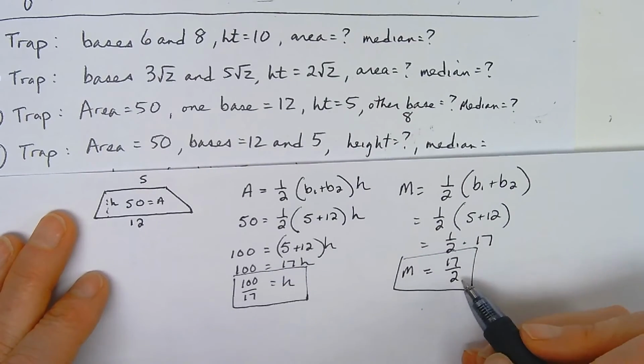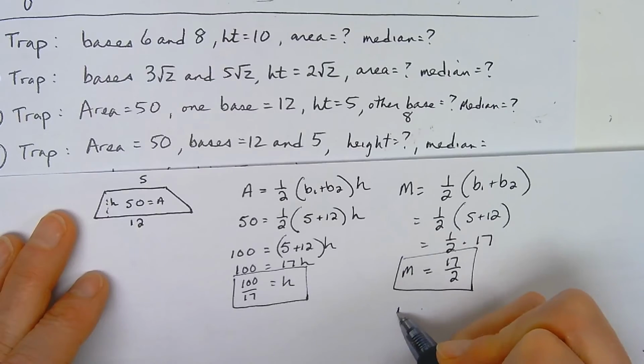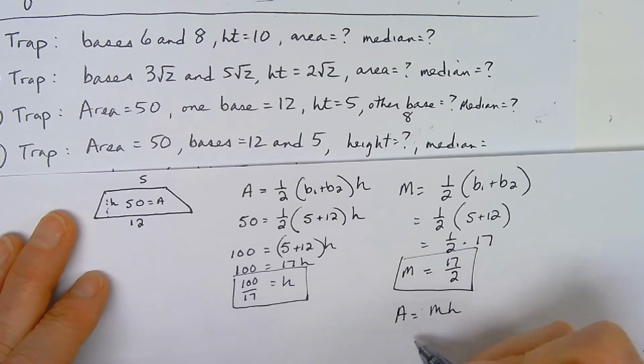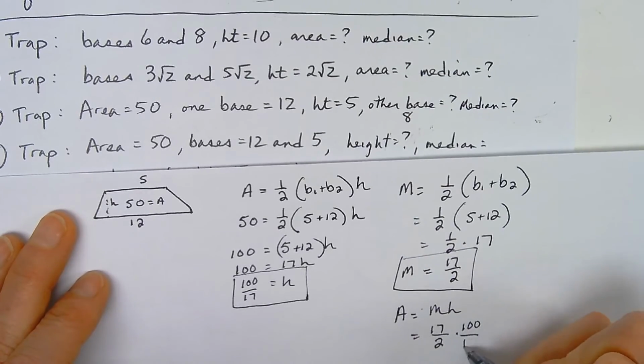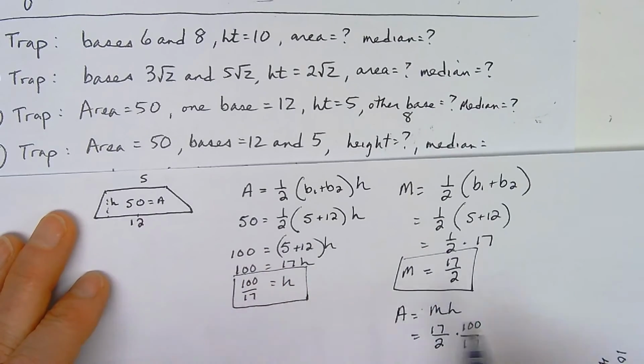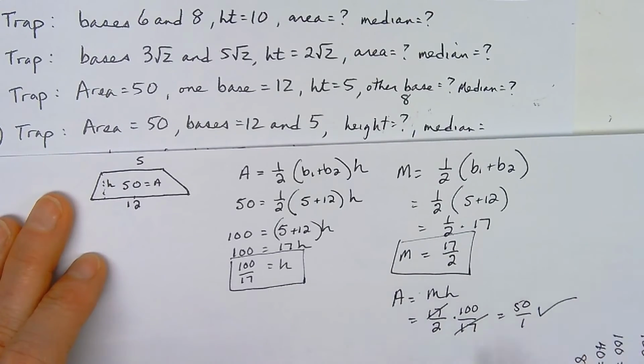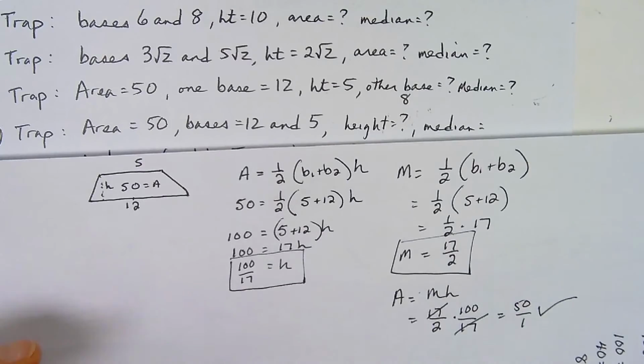Just out of curiosity, remember the area of a trapezoid is also equal to the median times the height. So if I multiply this median, 17 halves, times the height of 100 over 17, do I get 50 as my area? 17 and 17 cancel. 50 over 1, yes. I found the right median and the right height for this trapezoid.